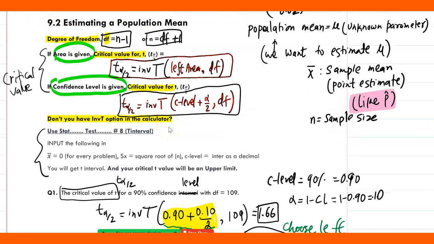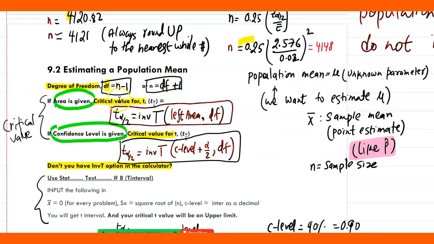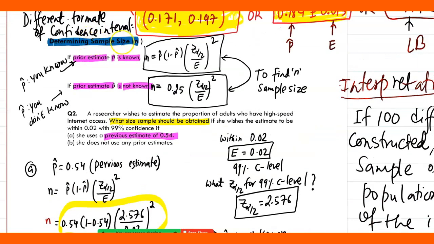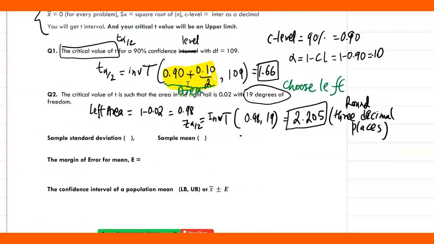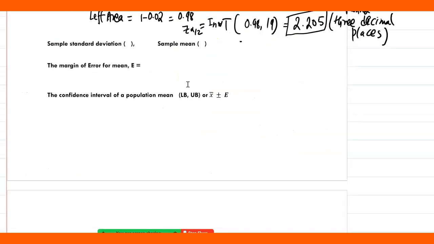Okay, so far what we did is find the critical value for t, right? That's all we did. We need that critical value in this section, therefore that's very important. How do you find the critical value for t? Use the invT option to find the critical value for t, and this is for estimating the population mean. Okay, all right, now let's talk about confidence interval stuff here.